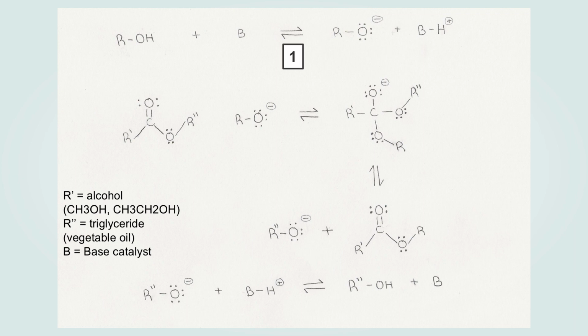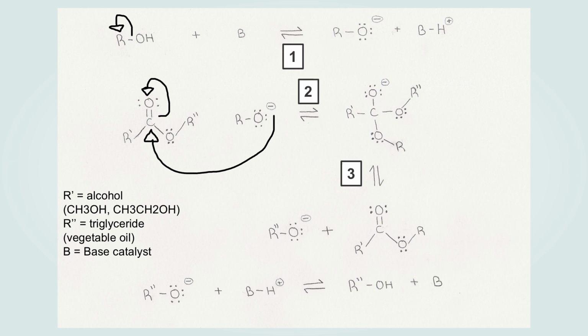The first step is the reaction of the base with the alcohol, which produces an alkoxide and a protonated catalyst. In step 2, an addition reaction is taking place, so the alkoxide acts as the nucleophile and attacks the carbon, forming a bond between oxygen and carbon, placing the pi bond onto the double bonded oxygen. This generates, as you can see here, a tetrahedral intermediate ion with a negative charge on that top oxygen.